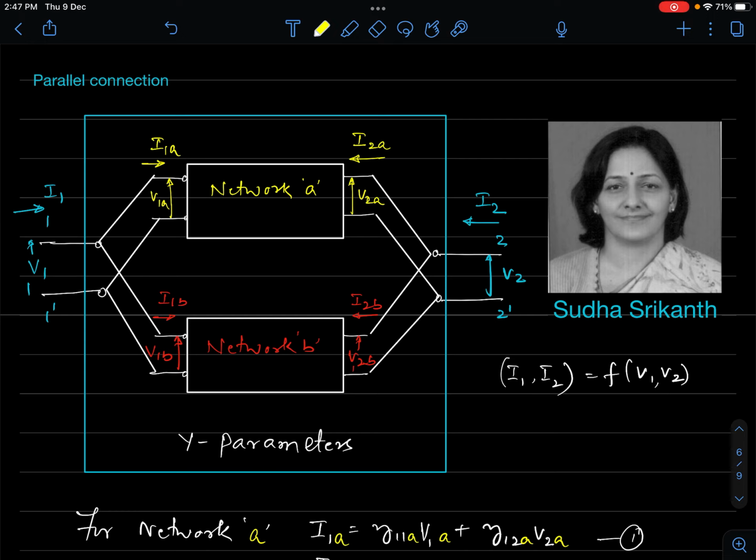There is one more important kind of connection. Series and parallel are the complicated connections, but then we have what we call the cascade connection. That is another interesting kind of connection, wherein instead of y parameters and z parameters, we talk about ABCD parameters or transmission parameters. Anyway, I'll stop this video here.